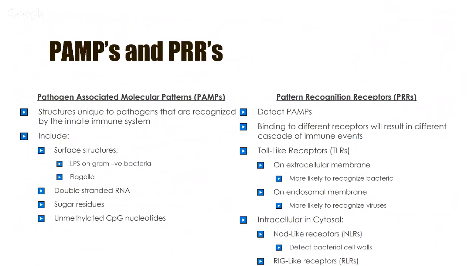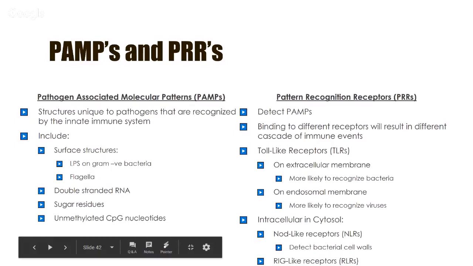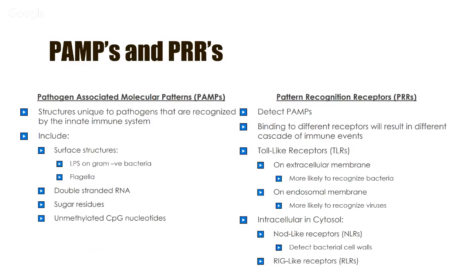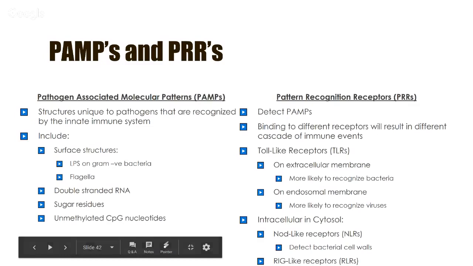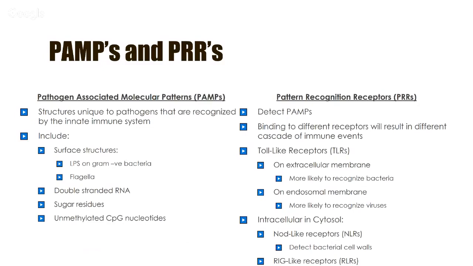This basically involves things like lipopolysaccharides on your gram-negative bacteria, flagella, double-stranded RNA, unmethylated CpG nucleotides. And these are all things you would not expect to find in your normal eukaryotic human cells. The presence of these would indicate that there is a pathogen. So your pathogen-associated molecular patterns are recognized by, you guessed it, your pattern-recognition receptors. It's pretty straightforward. They are found on your innate immune cells, your macrophages, your neutrophils, your dendritic cells, and they detect these PAMPs.